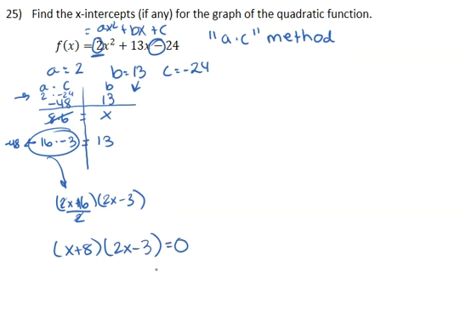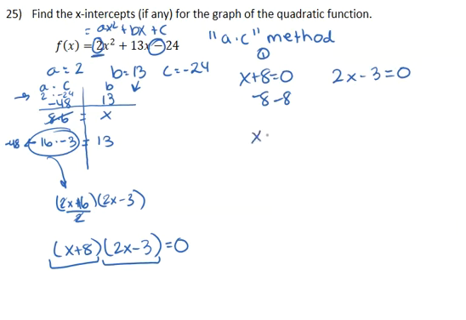So for your x-intercepts, you set these arguments equal to 0 separately. So we'll have x plus 8 is equal to 0, and 2x minus 3 is equal to 0. Let's work with the first one and isolate the x by subtracting 8 from both sides, and that's going to give us x is equal to negative 8.